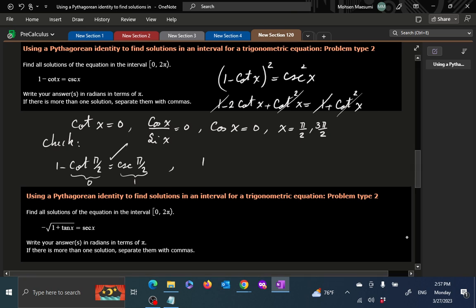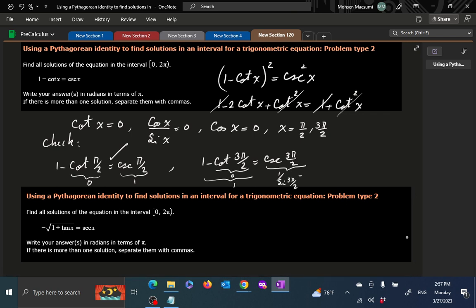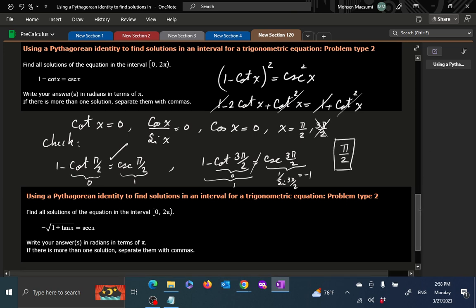How about the other one? 1 minus cotangent of 3 pi over 2. Is that the same as cosecant of 3 pi over 2? Well, cotangent of 3 pi over 2 is 0, so this is 1. This is 1 over sine of 3 pi over 2, which is minus 1. 1 and minus 1 don't match. So 3 pi over 2 is out. The only answer of this is just pi over 2. That is the only acceptable answer.